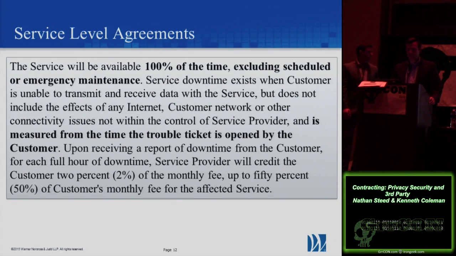Upon receiving a report, you will get a credit for 2% of the monthly fee, up to 50%, for the affected service. And that applies to each hour of downtime. So what started out as a 100% uptime commitment within the first 7 or 8 words of the provision, nothing really happens until there's been at least an hour of downtime. So now you're down to 99.85. And then you're only getting 2% of the monthly fee, capped at 50%. So if it's down for the entire month, you're still only getting half of the fees you paid, despite getting none of the service you paid for.